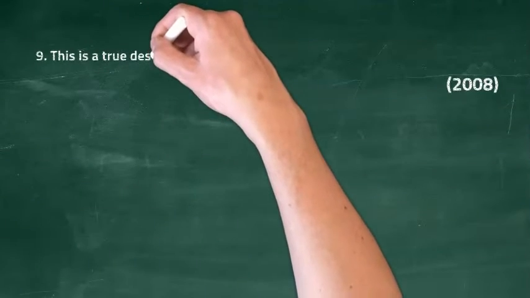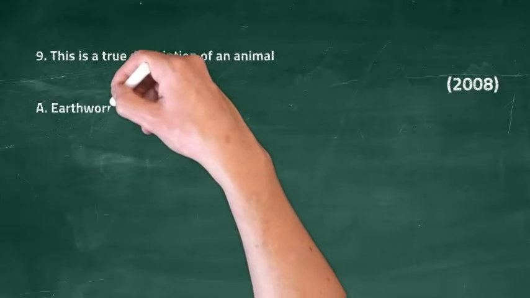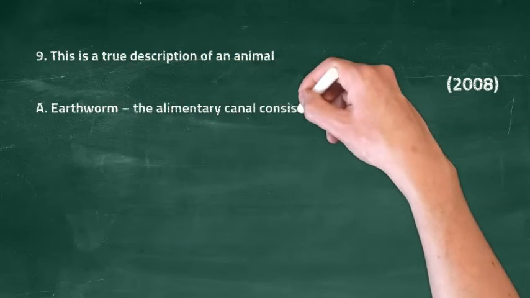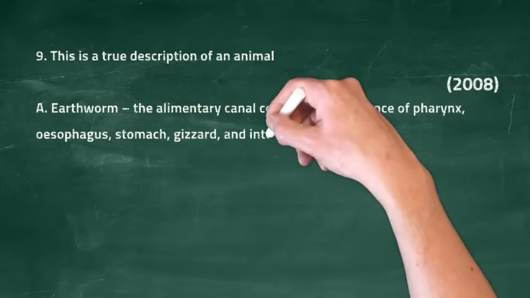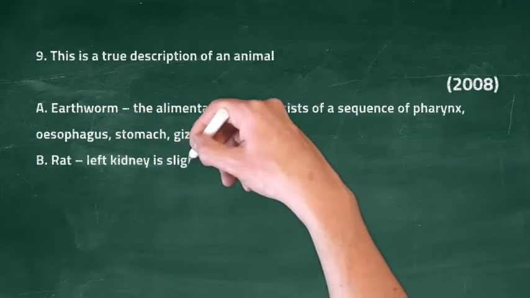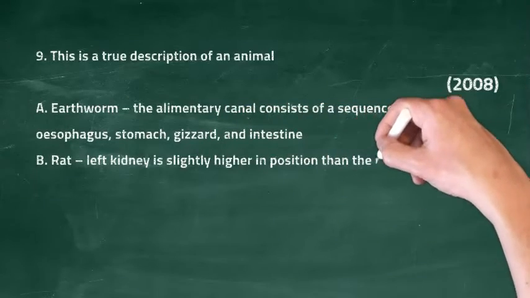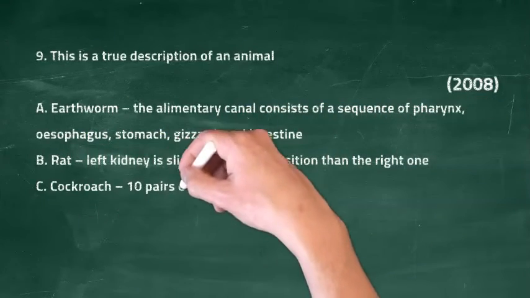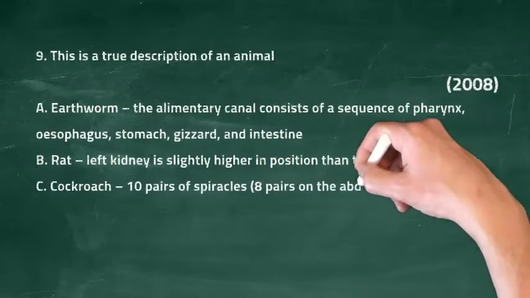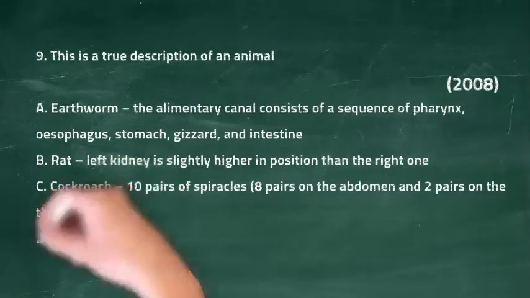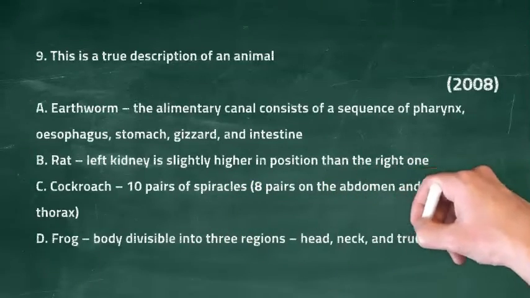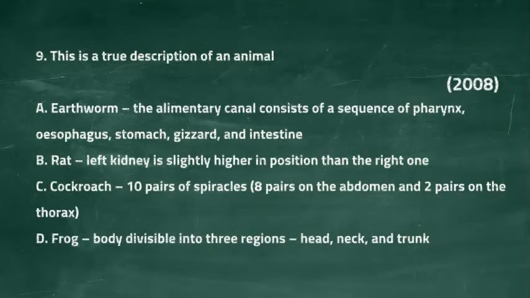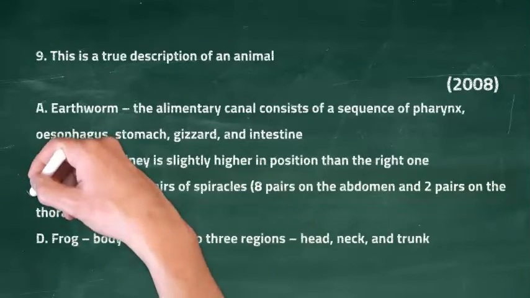Question 9. This is a true description of an animal. Option A is earthworm: the alimentary canal consists of the sequence of pharynx, esophagus, stomach, gizzard and intestine. Option B, rat: left kidney is slightly higher in position than the right one. Option C is cockroach: 10 pairs of spiracles, 8 pairs on the abdomen and 2 pairs on the thorax. Option D, frog: body divisible into 3 regions, head, neck and trunk. The right answer is option C, cockroach. 10 pairs of spiracles, 8 pairs on the abdomen and 2 pairs on the thorax.